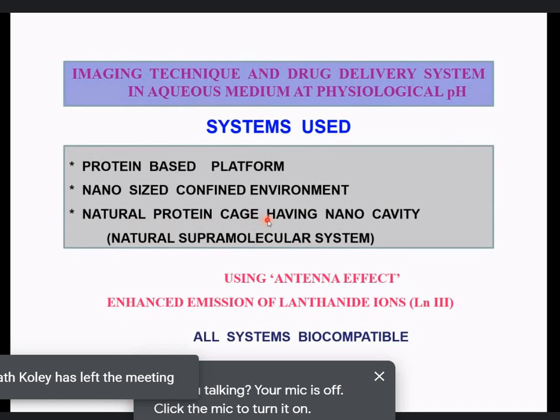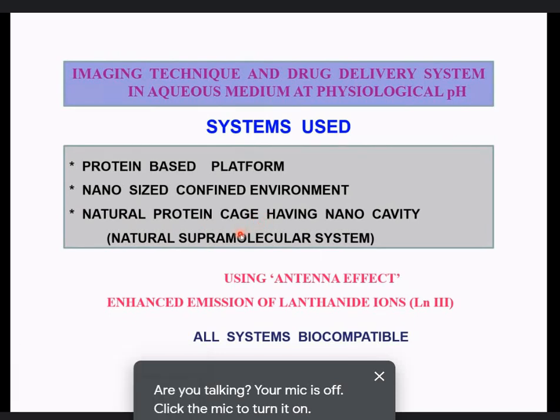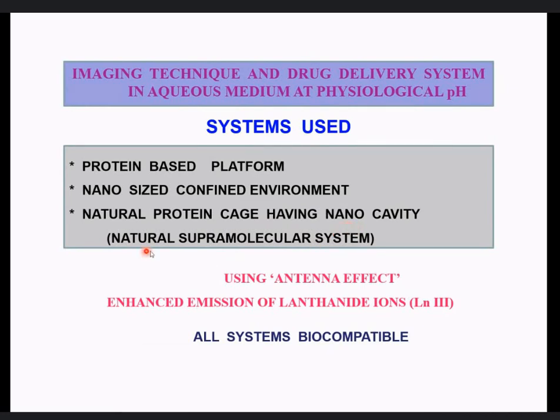There are some called cage proteins. There are certain proteins which have a cage inside, a cavity inside, and that cavity has the dimension of a nanocavity. That is called a natural supramolecular system. I will come into that in detail.